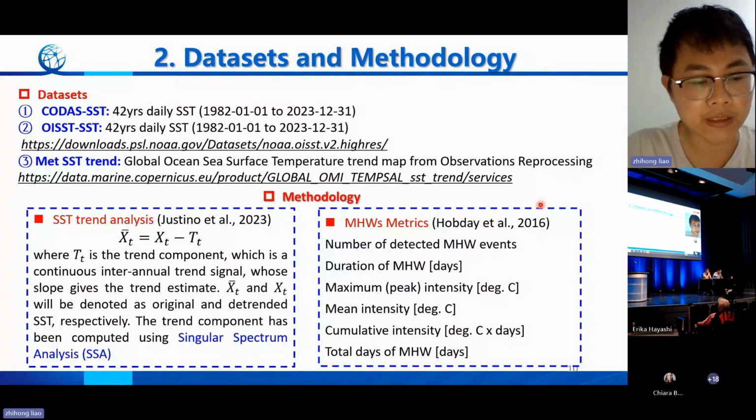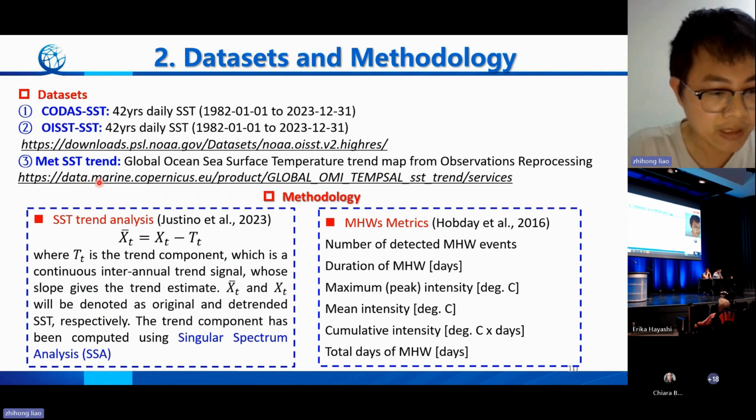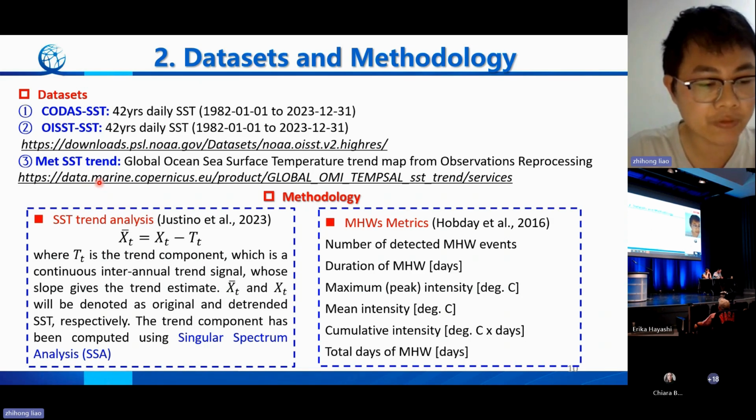The datasets we used are the daily CODAS and the OST data from 1982 to 2023, and we chose the Met Office SST trends as a reference, which is provided by the Copernicus Marine Service. This is derived from the morning SSTs from 1983 to 2021, with a resolution of 5 kilometers to 25 kilometers.